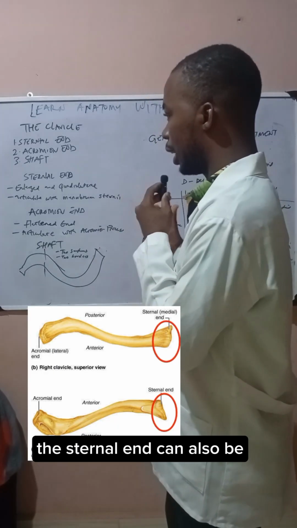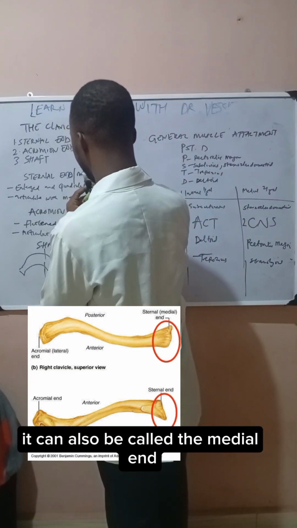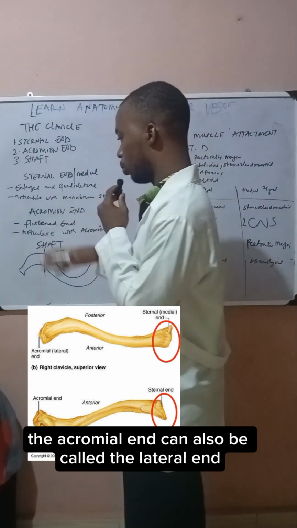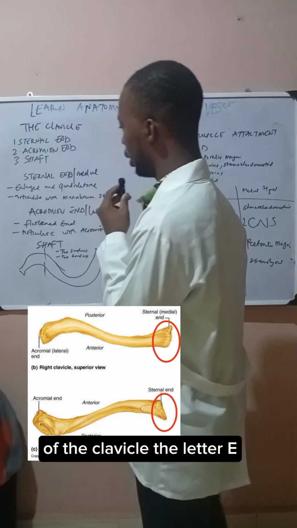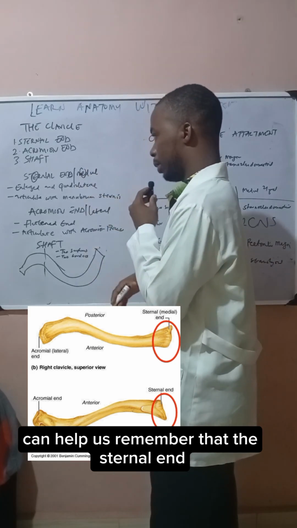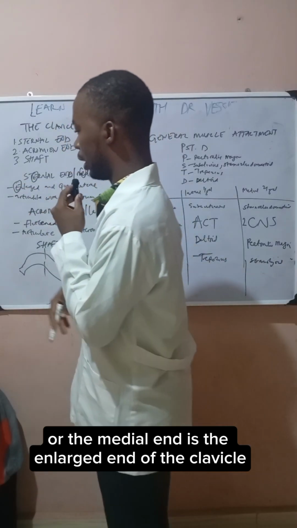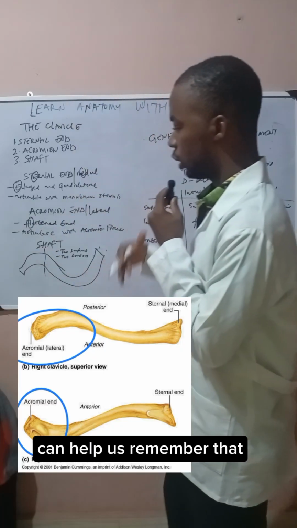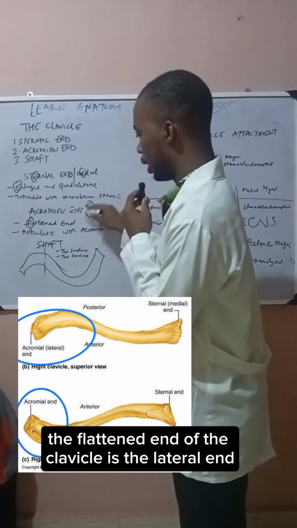The sternal end can also be called the medial end of the clavicle, while the acromial end can also be called the lateral end of the clavicle. The letter E in sternal and the letter E in medial can help us remember that the sternal end, or the medial end, is the enlarged end of the clavicle. The letter L in flattened can help us remember that the flattened end of the clavicle is the lateral end of the clavicle.